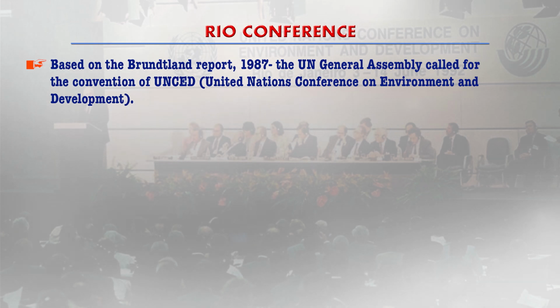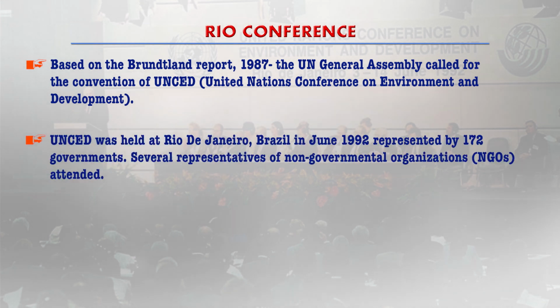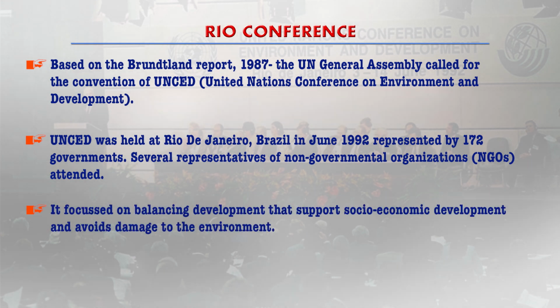Based on the Brundtland Report 1987, the UN General Assembly called for the Convention of United Nations Conference on Environment and Development, popularly known as UNCED. Now, this was held in Rio de Janeiro, Brazil in June 1992, and it was represented by 172 governments, and several non-government agencies and international agencies also participated in this conference. Now, it focused on balancing the development that supports economic development and avoids damage to the environment. In other words, it wanted to promote development without damage to the environment. It stressed the need to bring about global partnership to tackle the issues. This was the first conference where they decided that we should have a global approach to these kinds of problems.